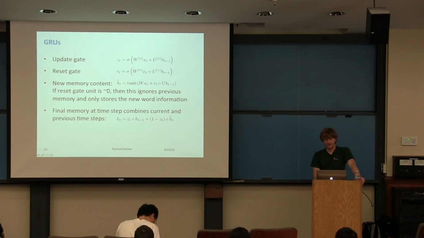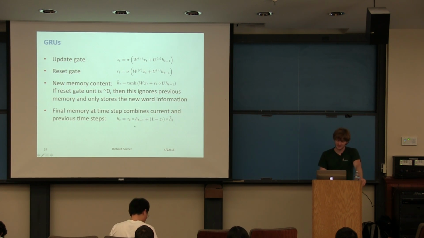And now the final memory at the time step basically combines the current and the previous time steps. So ZT here is our update gate. And if the ith element here of ZT is 1, we basically just copy over the previous hidden state, and we ignore what currently happened entirely. So that entire word, all of that, basically ignored. If the opposite is true, ZT is 0, then we basically take this entire one, and then we can look at either the word or a word and its connection to previous memories.